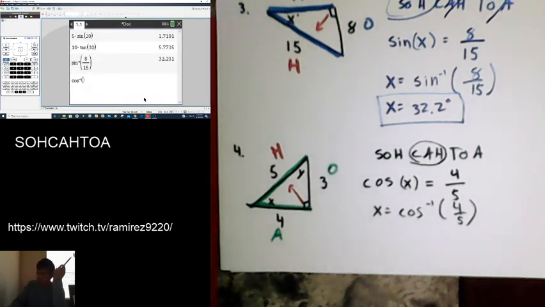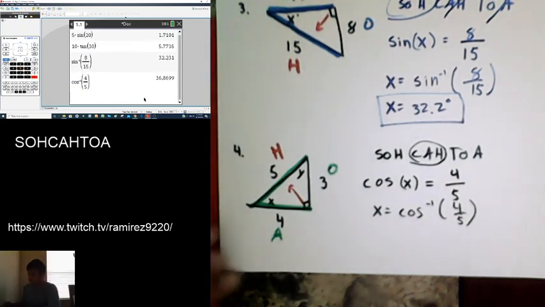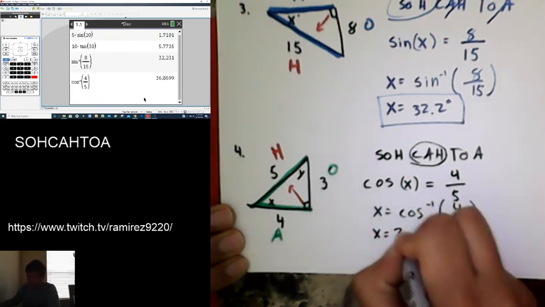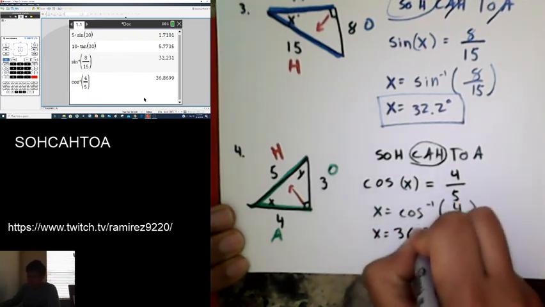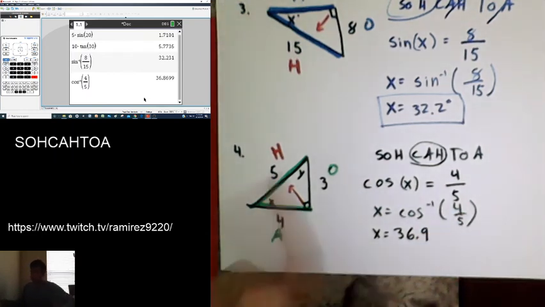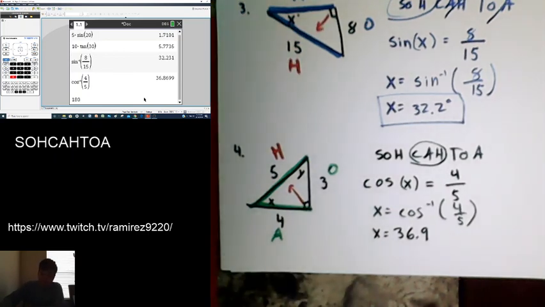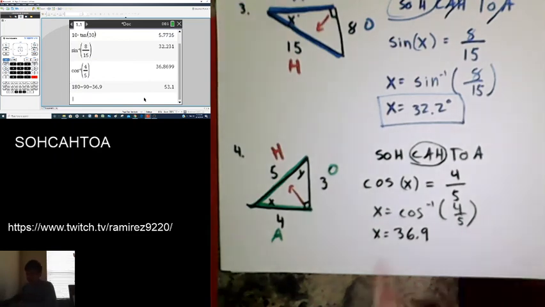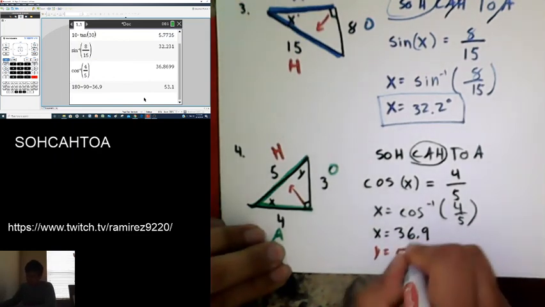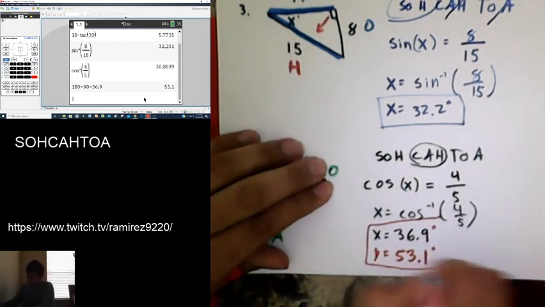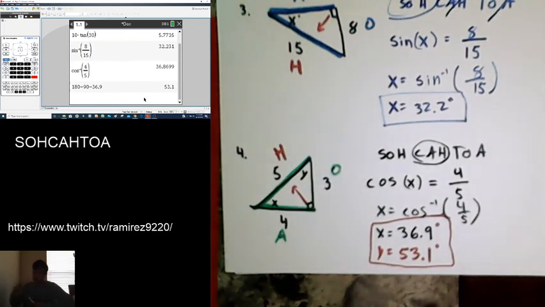3, 4, 5 triangles are very common, and it does make your life easier. So we find out that the angle X is basically, I'm going to go ahead and round and just say it's 36.9. And if the angles add up to 180, you don't have to do the same thing to angle Y, just subtract. So 180 minus 90 minus 36.9. So angle Y is 53.1 degrees. All right, and that's how you use Sohcahtoa.